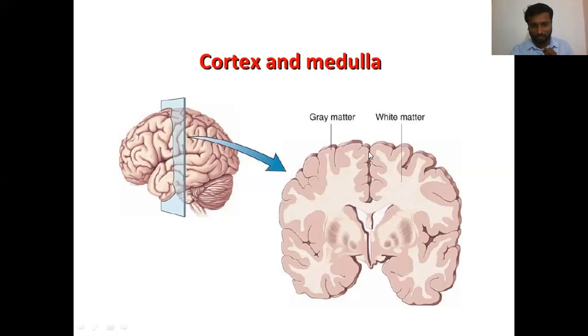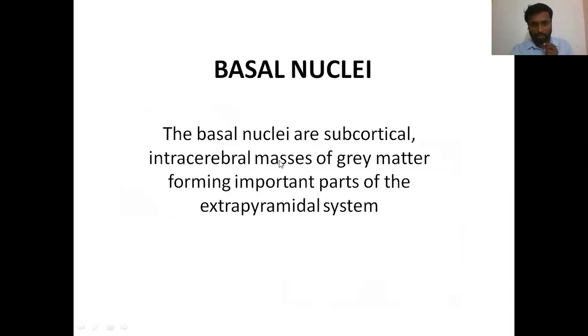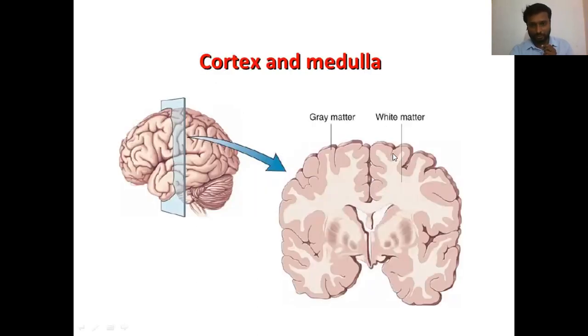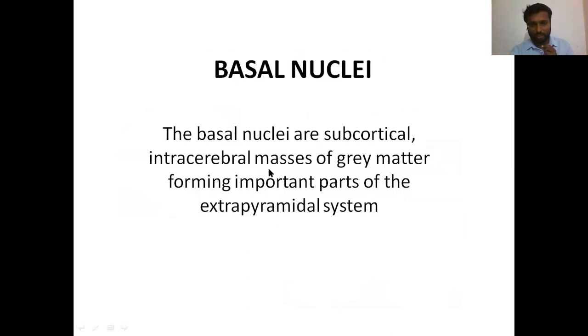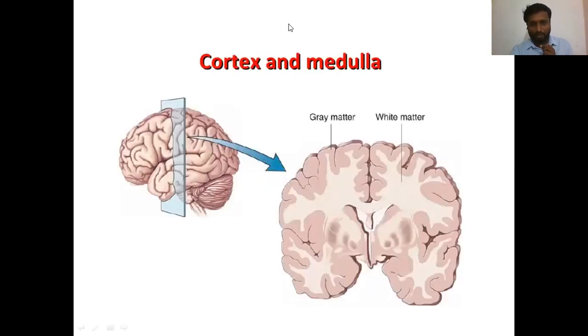The cerebrum has outer gray matter and inner white matter. Inside the white matter, some gray matter masses are seen. Those are known as the basal ganglia, meaning subcortical intracerebral masses of gray matter. Subcortical means below the cortex or below the gray matter, here inside the white matter. Intracerebral means inside the cerebrum. So basal nucleus means gray matter seen inside the white matter.